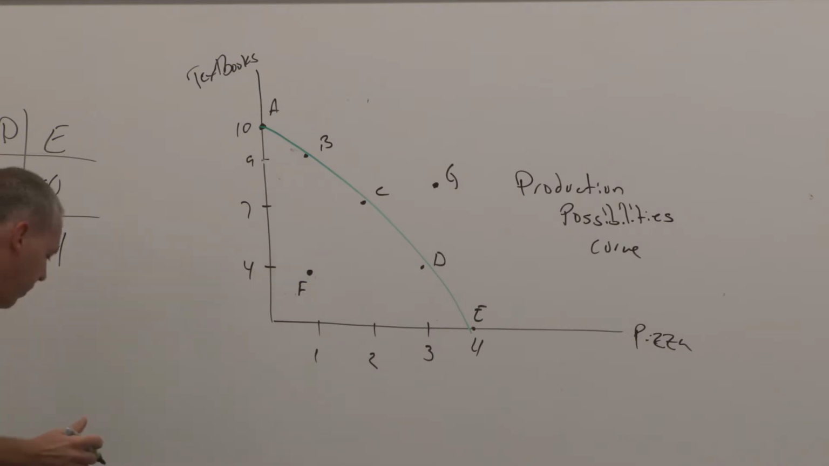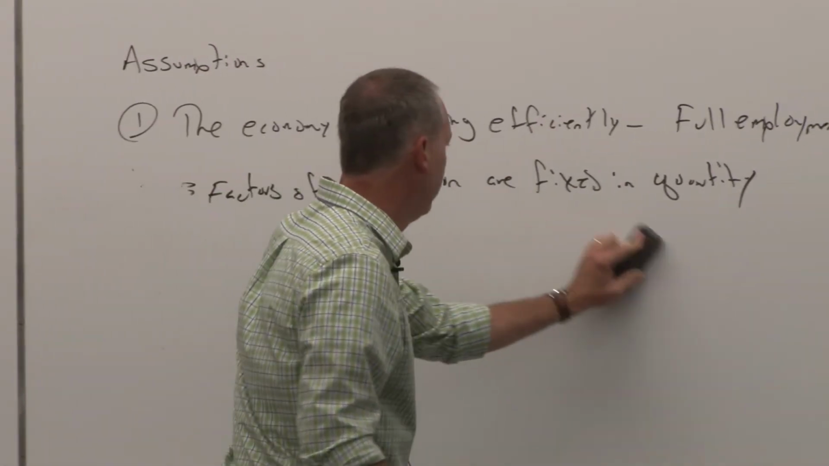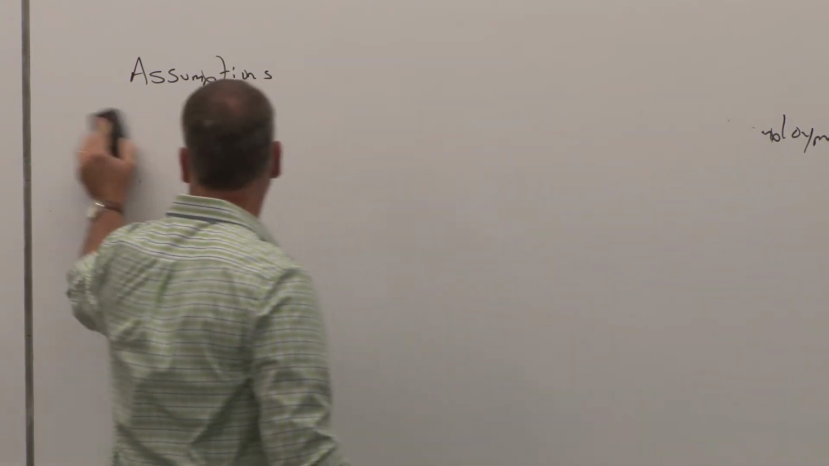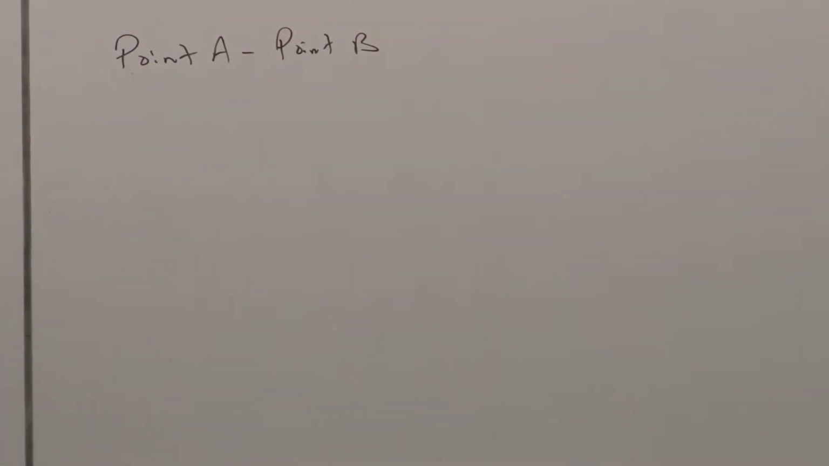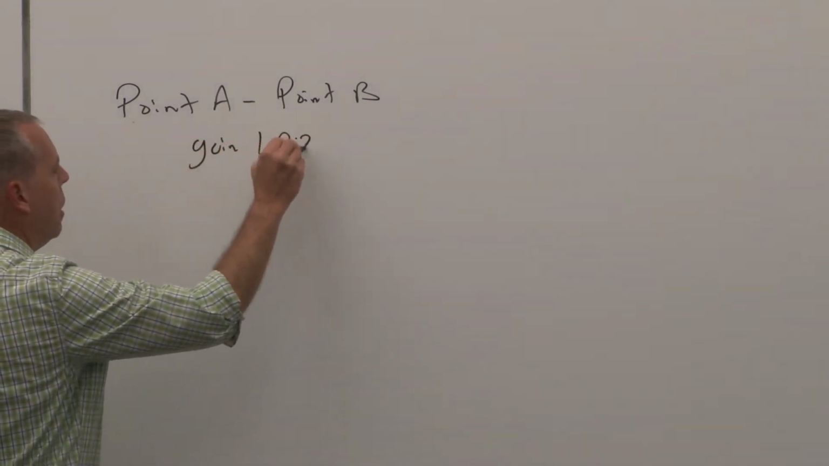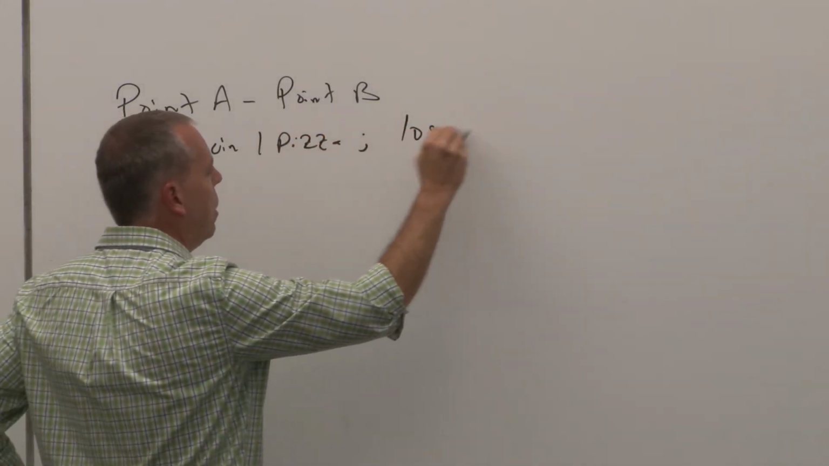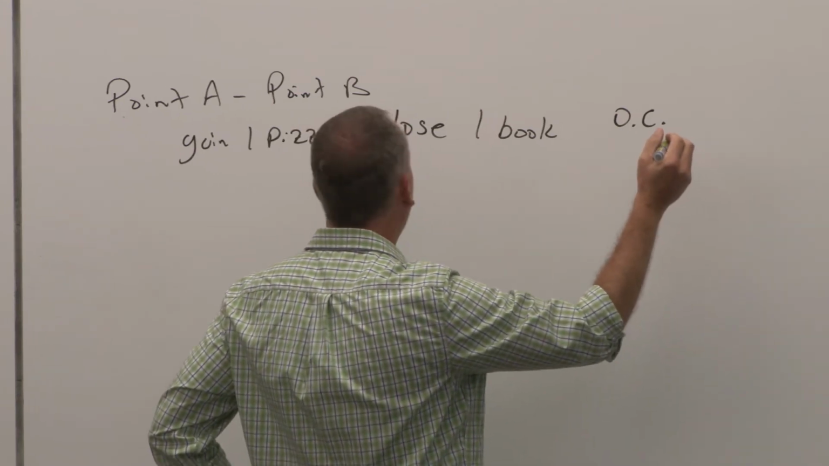Okay, so let's look at something here. Let's assume we're at point A, and we move to point B. What do we gain? Very good. So we're going to gain a pizza. What do we lose? One book. Very good. All right. So we have an opportunity cost here. I'm just going to abbreviate opportunity cost OC. We have an opportunity cost here of 1 book.